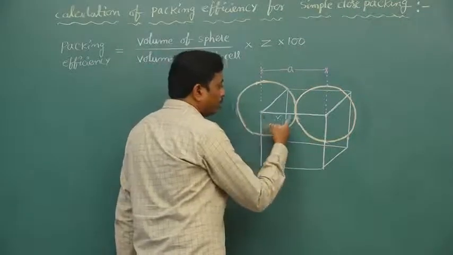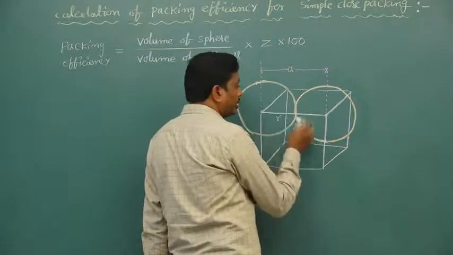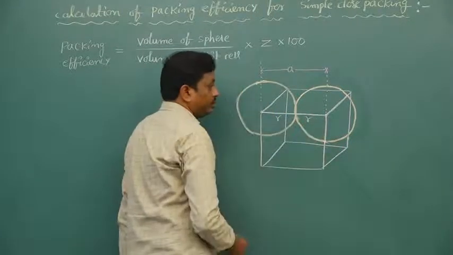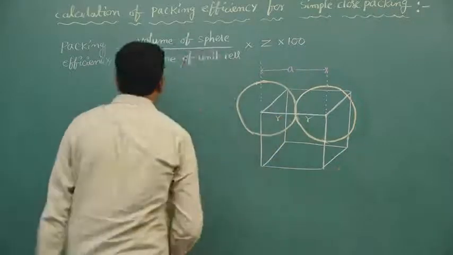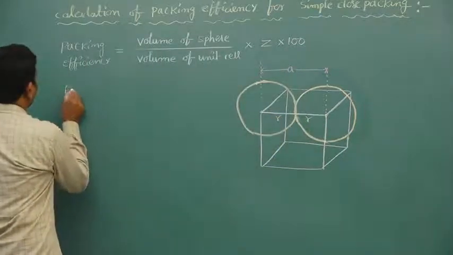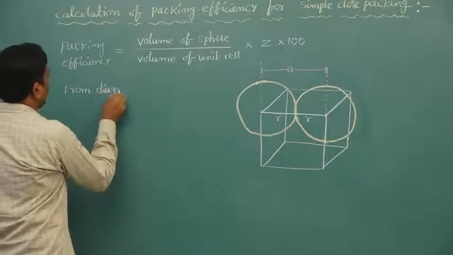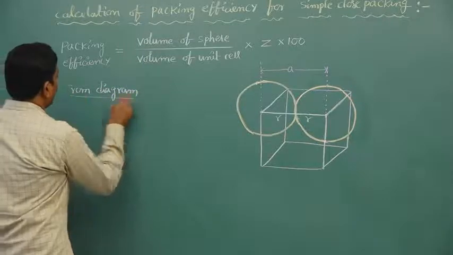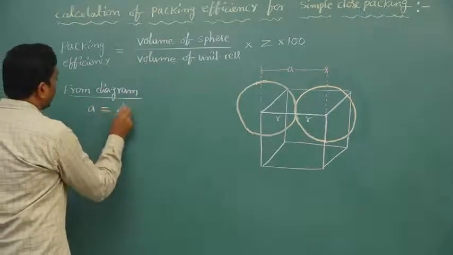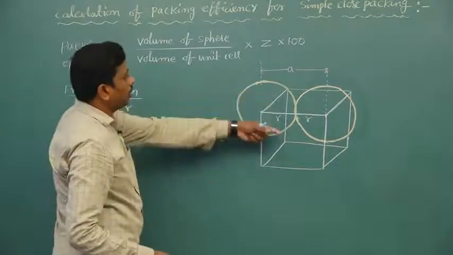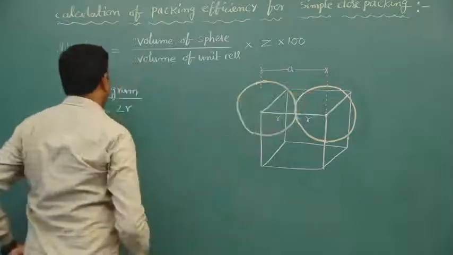So, from center to here the distance is called radius, from center to here the distance is called radius. So, A equal to R plus R, 2R. So, from the diagram we need to derive some points. From the diagram A is equal to 2R. Is it clear? A means edge length, that is equal to R plus R, 2R.